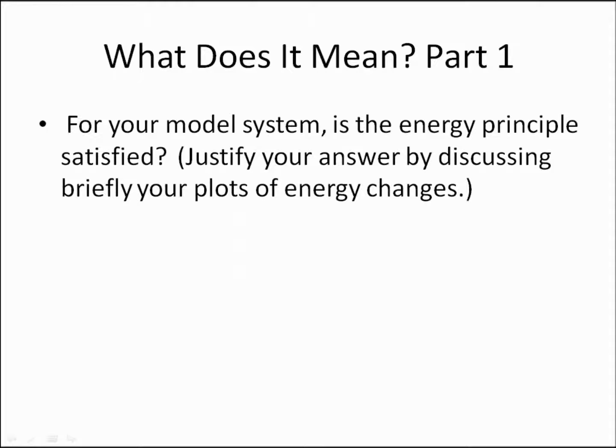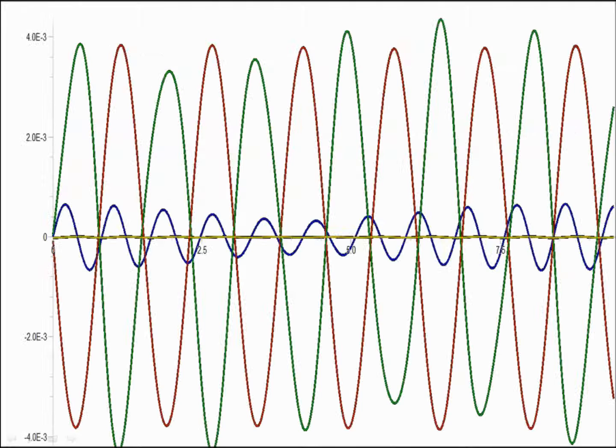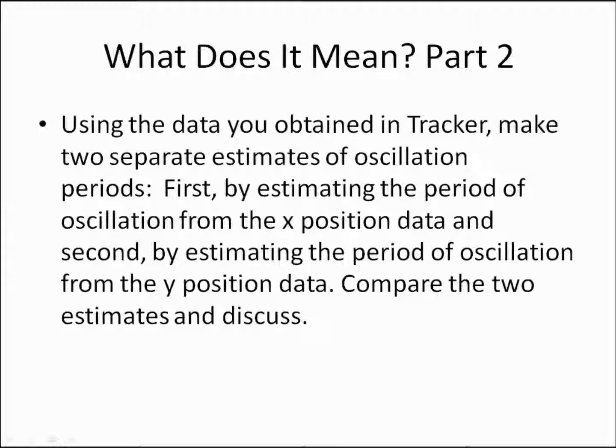So what does it all mean? I graphed the kinetic energy, the potential energy from the Earth, the overall change in energy, and the potential energy of the spring. In this graph, the yellow line is the overall change. Because the overall change is 0, the energy principle is satisfied because the overall energy is conserved.